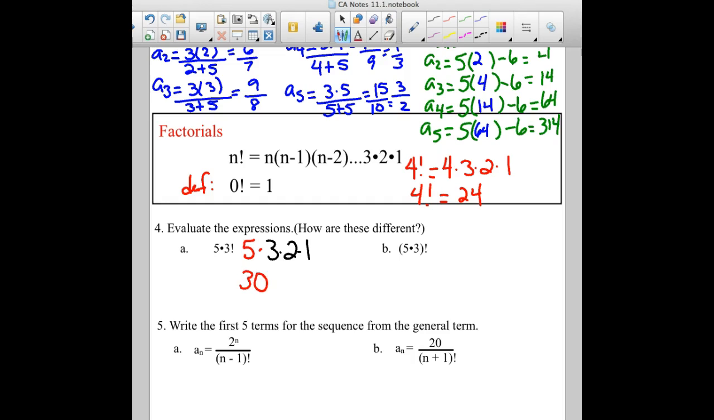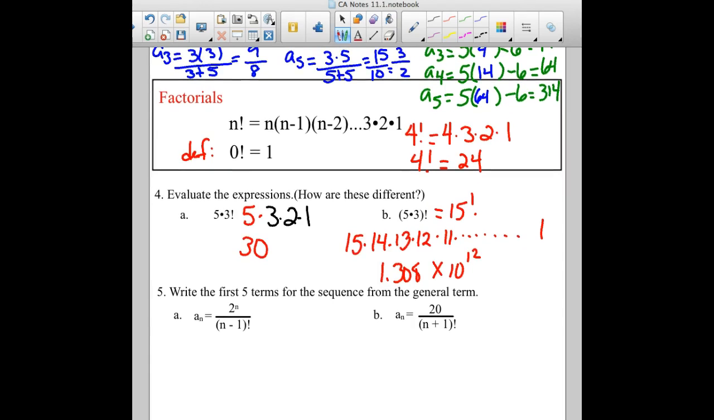On this one, it's saying to take 5 times 3, or 15 factorial, which means we have to do 15 times 14 times 13 times 12 times 11, all the way down to a 1. You can use your calculator to do factorials. Entering 15 factorial, you should get an answer of 1.308 times 10 to the 12th. Not one that we'd want to do by hand.